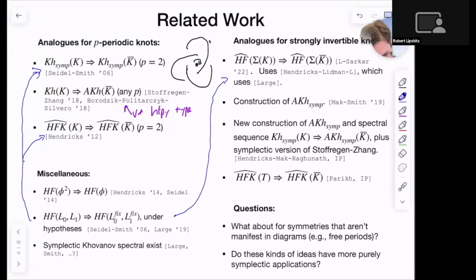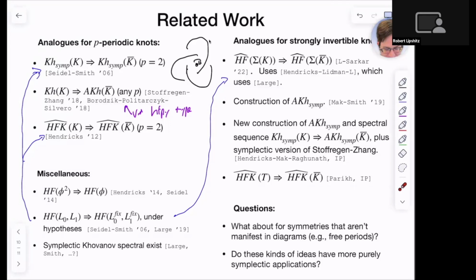To get the spectral sequence I talked about, you need a version of annular Khovanov homology, whatever that is. There's a construction of that from a couple years ago due to Chuck Hammack and Ivan Smith. But that construction doesn't obviously tie into the construction that I use to get the spectral sequence here. But then there's a new construction due to Kristen Hendricks, Chuck Hammack, and Sriram Raghunath, who's a student of Kristen's. I hope I got the first name right. Yes, Kristen said I did.